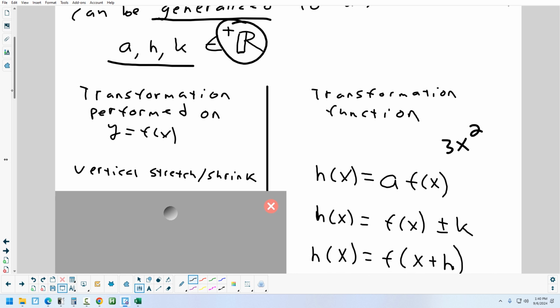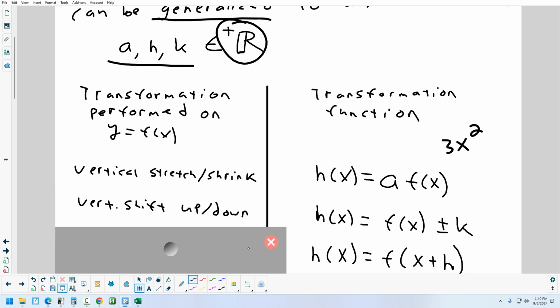How about adding or subtracting a number at the end? Does anyone remember what that does? It is a shift. But when you add or subtract the number on the end, it's a vertical shift, not horizontal. So something like this: x squared plus 3, that's a shift up 3.